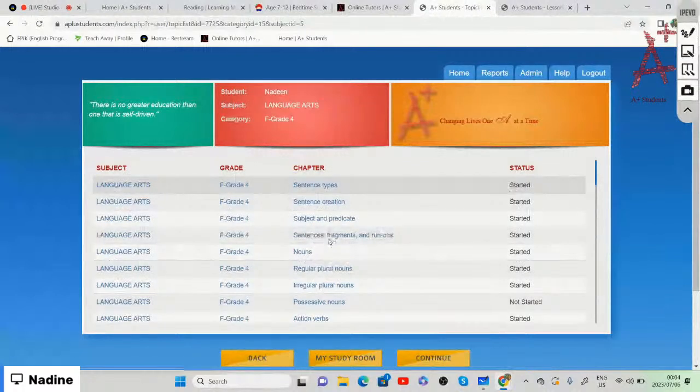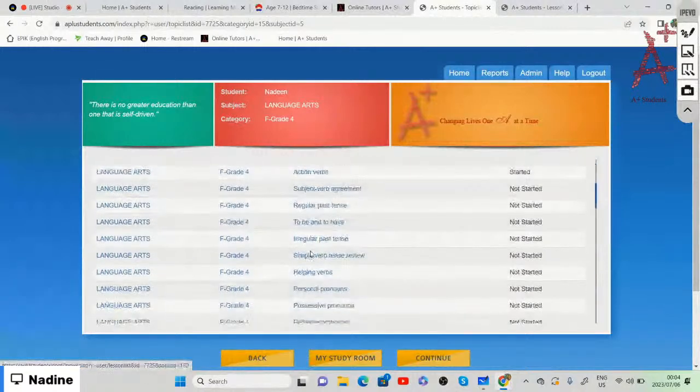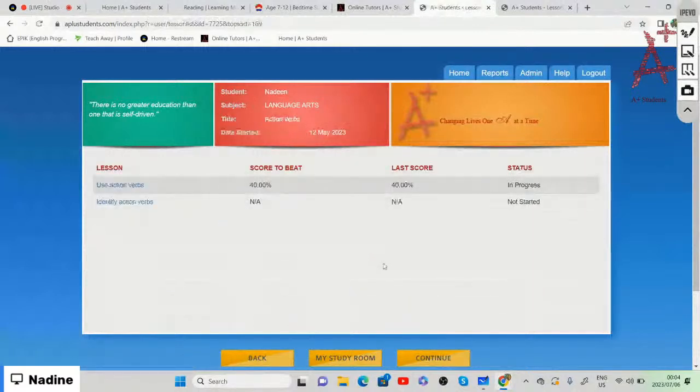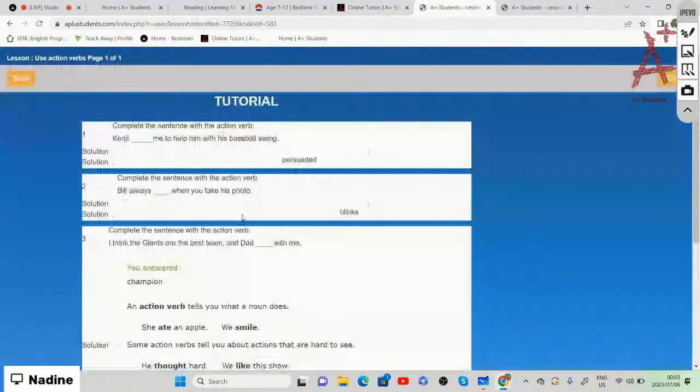All right, so the chapter for today is action verbs. You're going to scroll down all the way till you get to action verbs, right? So we click on action verbs. And then the lessons for today are to use action verbs as well as to identify action verbs, right? So we're going into the first one, which is to use action verbs. So you'll basically see the tutorial page in front of you.